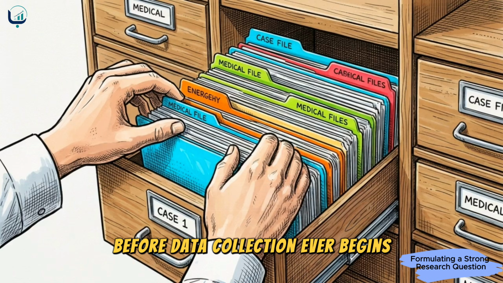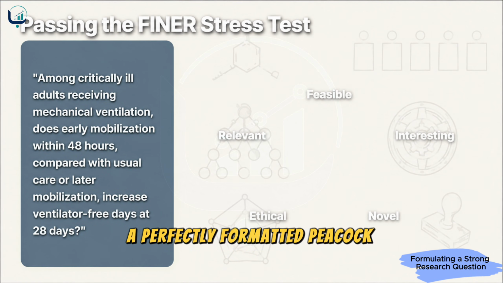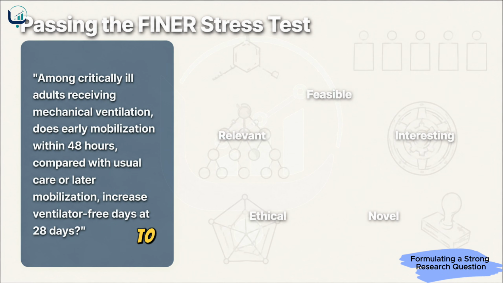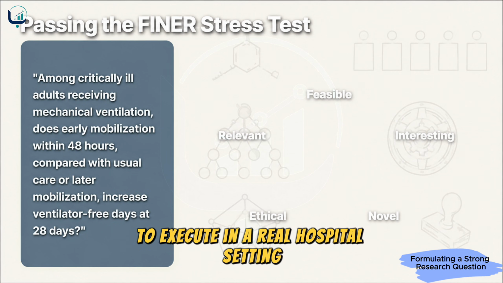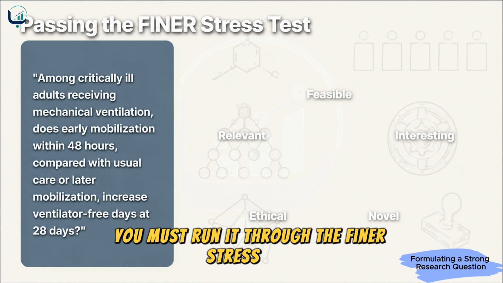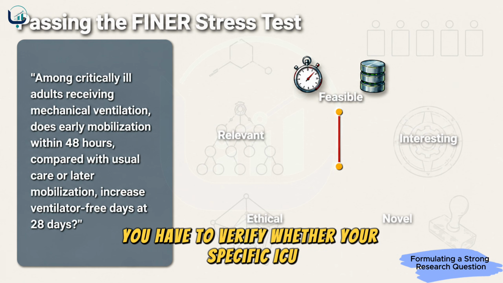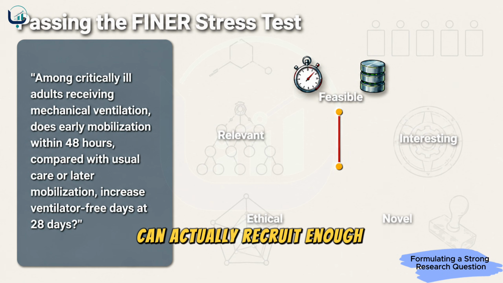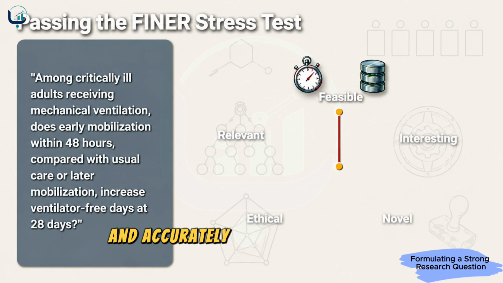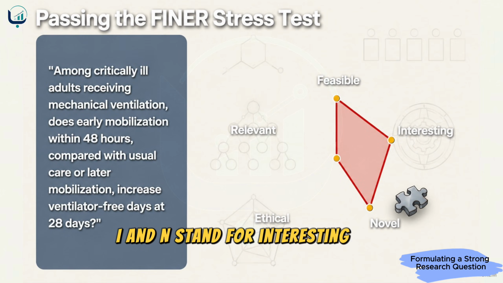collection ever begins. Structure alone is not enough. A perfectly formatted PICOT question can still be impossible to execute in a real hospital setting. Before committing months of work, you must run it through the FINER stress test. The F-axis represents feasibility. You have to verify whether your specific ICU can actually recruit enough eligible patients and accurately measure the chosen outcome. I and N stand for interesting and novel.